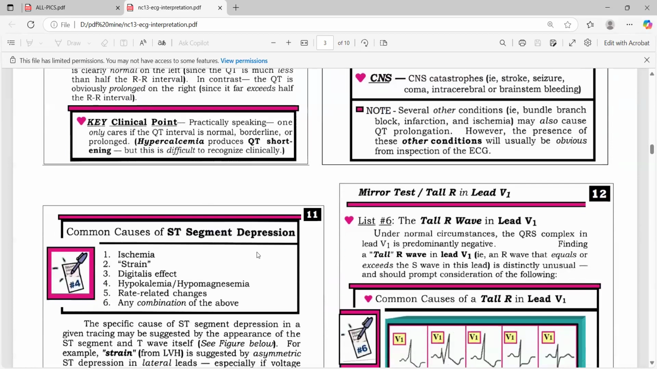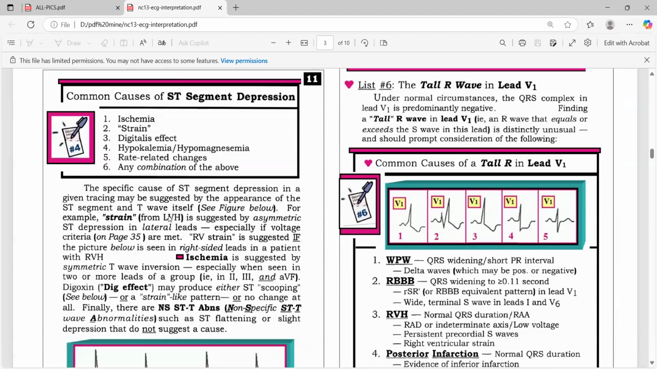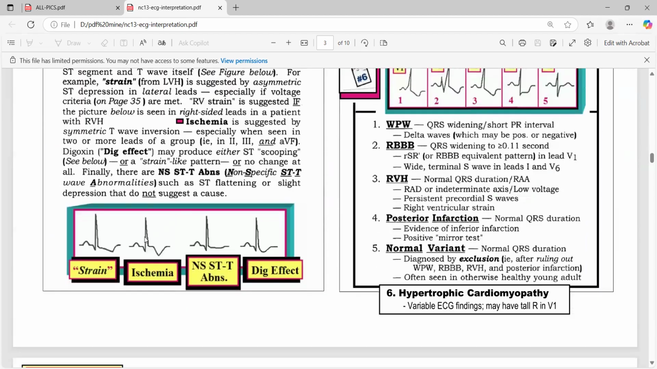Now, common causes of ST segment depression, which ones are those? Ischemia, strain, digitalis, hypokalemia, hypomagnesemia, age-related, and any combination of the drugs. The specific shape, so you have to see basically the one we are talking about. If you see the strain, it's a little bit like a strain coming down. If ischemia, it's basically a dip that's present there. Then this normal one is where there is abnormal. There is a big dip that is present. This one is the digoxin effect.